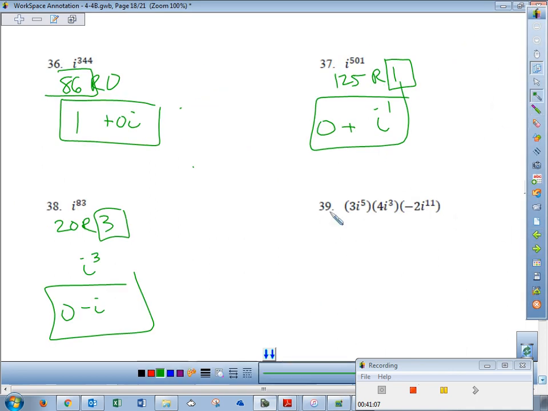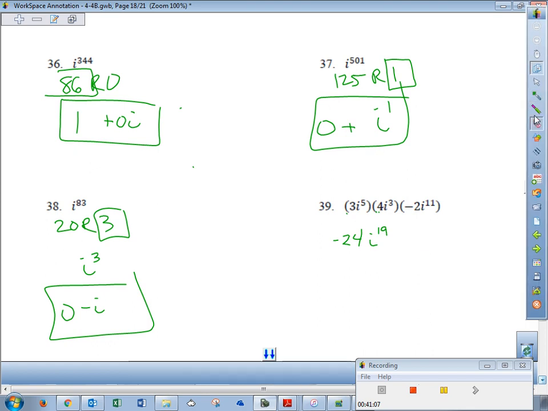Now, let's do some more. Let's do this guy, multiplying all this stuff together. Numbers times numbers, i's times i's. 3 times 4 is 12, times -2 is -24. Y'all cool with just numbers, right? Then i to the 5th times i to the 3rd times i to the 11th. What do you do with those exponents? Add them together. So you get i to the 8th plus 11 more, i to the 19th. Is everyone cool with where that came from?